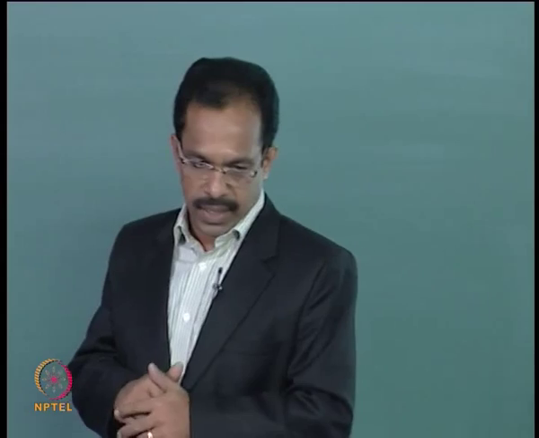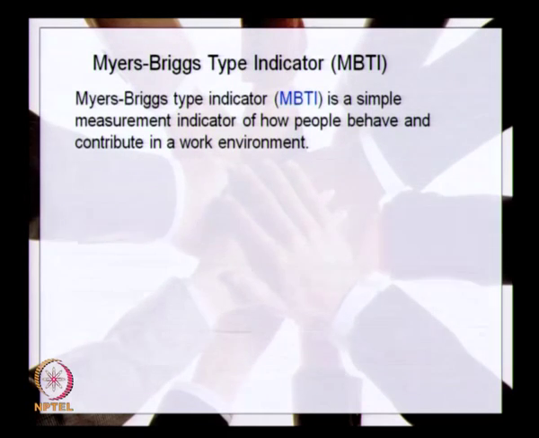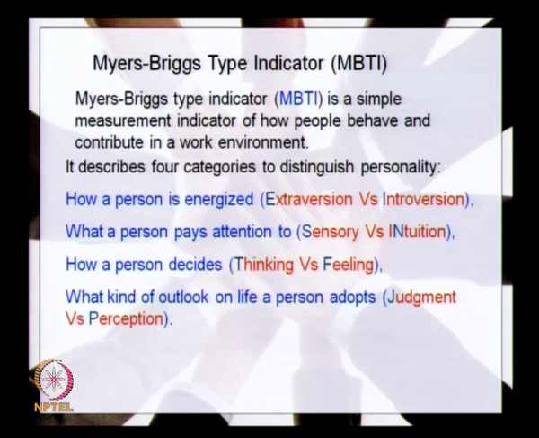So in this MBTI, Myers-Briggs Type Indicator, it is a very simple measurement indicator of how people behave and contribute in a work environment. It tries to classify individuals based on the way they behave and contribute in a work environment. Everyone can make their own assessment and see what kind of characteristics an individual possesses. So what are the classifications here? It describes 4 categories to distinguish personality. So there are 4 categories of individual, or we can distinguish them into 4 categories.